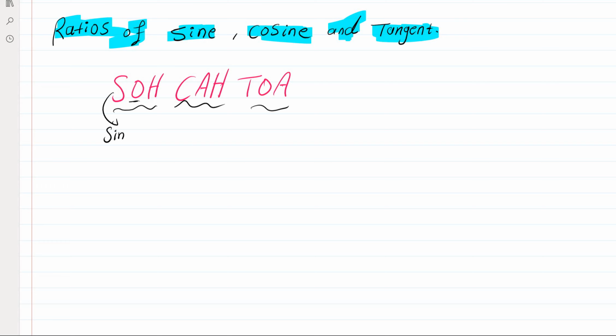and O stands for opposite and H stands for hypotenuse. So sine is opposite over hypotenuse. C stands for cosine, and T stands for tangent or tan. Okay, so cosine means adjacent over hypotenuse, and tangent is opposite over adjacent. So let's take an example.